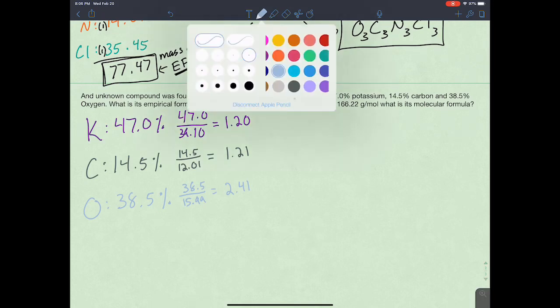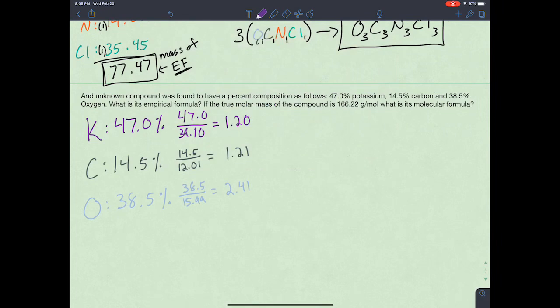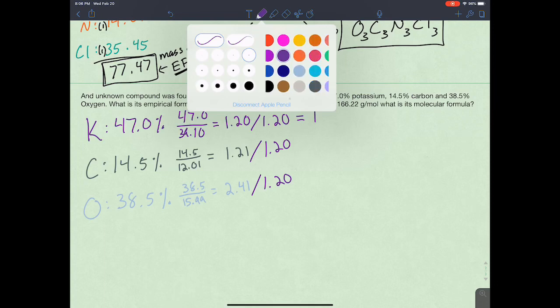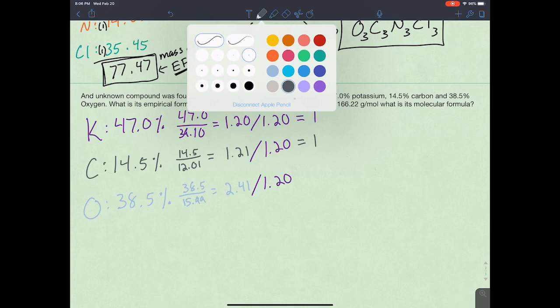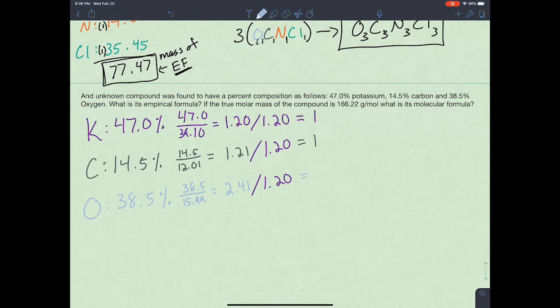So we're going to figure that out by dividing each one by the smallest number, because when you do that, you're going to make that smallest one 1, and you're going to get the ratio of the other ones to that. So we're going to divide by this 1.20 because that's the smallest number. Okay, so I'm dividing all three by the smallest number. That is going to give me, obviously, 1 for potassium. It is going to give me 1 also for carbon, slightly off from 1, but we're rounding to whole numbers here. These are subscripts. You can't have a partial element, so it's going to be a whole number. And then here, it's going to give me about 2.